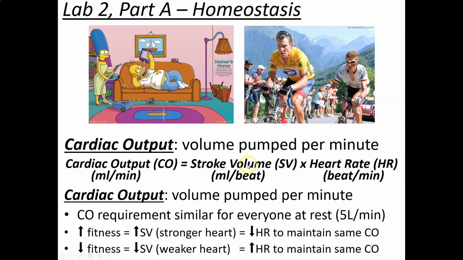And again, with exercise, not the exercise itself, but because of the exercise, your stroke volume is going to go up because your heart's a better pump. And that means your heartbeat at rest is going to go down because you need fewer beats to pump the same amount of blood. So the cardiac output requirement for everyone is similar. It's about 5 liters per minute of blood. As you increase fitness, you increase the stroke volume because you have a stronger heart, and you decrease heart rate to maintain the same cardiac output. If your fitness is lower, you have a lower stroke volume, and you increase heart rate to maintain the same cardiac output because you need more beats to do that.